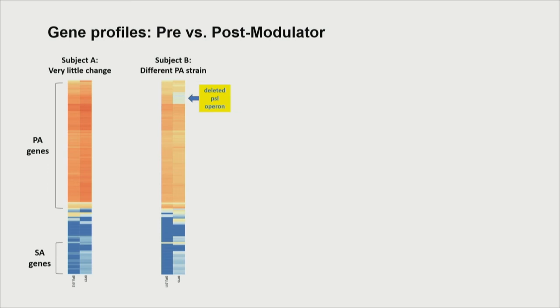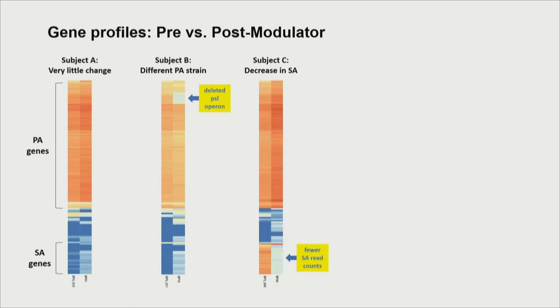Subject B actually did have a change, and so here she is pre, here she is post. She had a deleted PSL operon, which plays a role in biofilm formation. And then subject C didn't really have much change in her Pseudomonas, but she really had a lot less staph, which she traditionally grew with every exacerbation.